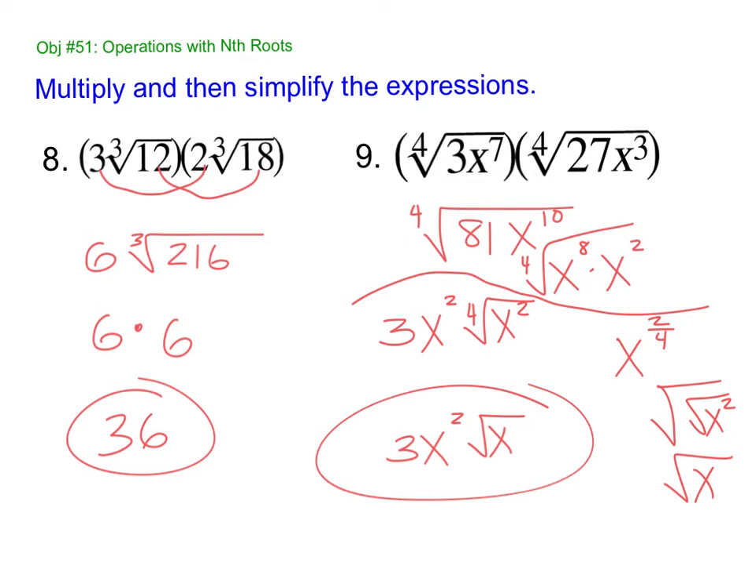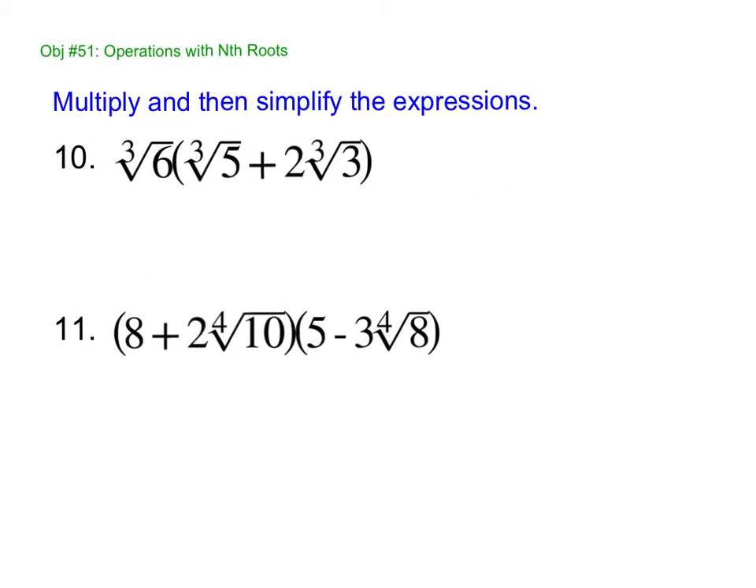Square root of x squared is square root of x. All right, so now we are distributing. So pause the video and do these. So the top one, it's just multiplying. So the cubed root of 30. And then 2 times the cubed root of 18.